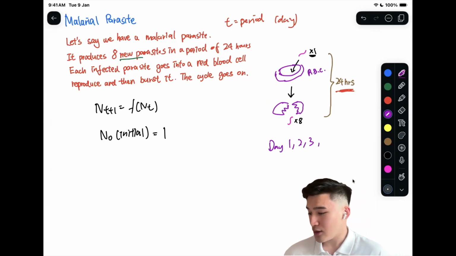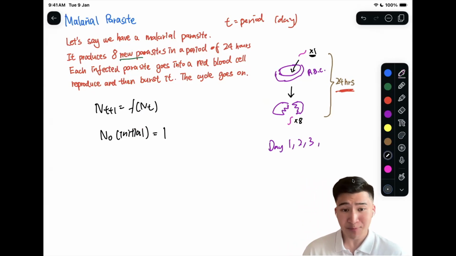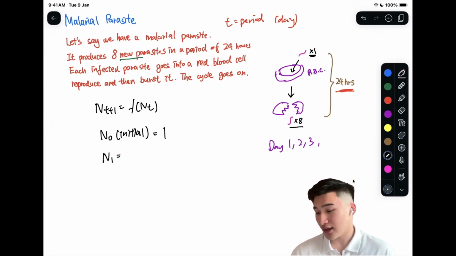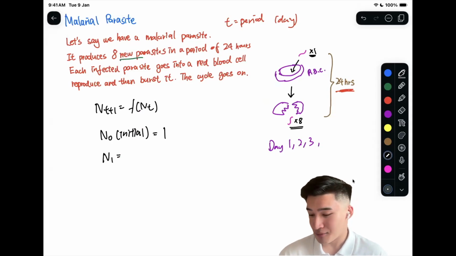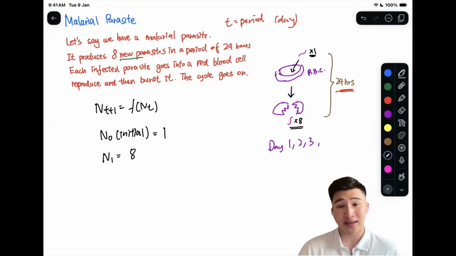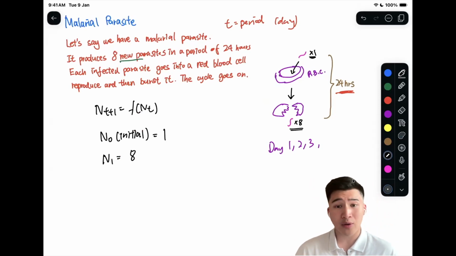Okay, so let's do one period. One period is 1 day. So N_1 is after 24 hours. We would have a number of, as proposed here, 8. So we already have two terms: N_0 is 1, and N_1 is 8. And we're given the information that every parasite would produce 8 new parasites in total.